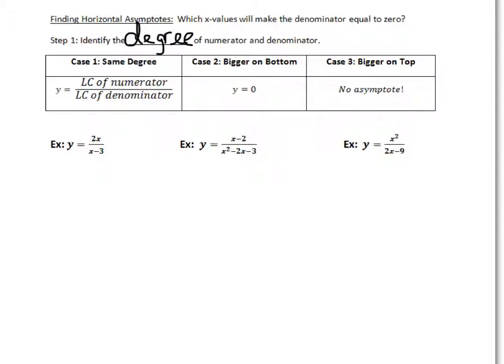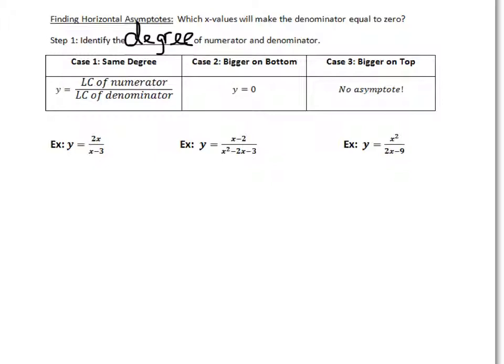The first case is if the numerator and denominator have the same degree. If that happens, then we're going to take our leading coefficient of the numerator and divide it by the leading coefficient of the denominator. And we'll go over these. If the degree is bigger on the bottom, or the denominator, then your answer is always y equals 0. If the numerator has a higher degree than the denominator, then the answer is simply no asymptote. So the only one that really changes is if they have the same degree. So we're going to look at 3 together, and then you're going to have some to practice on your own.